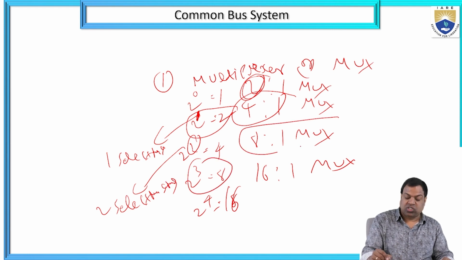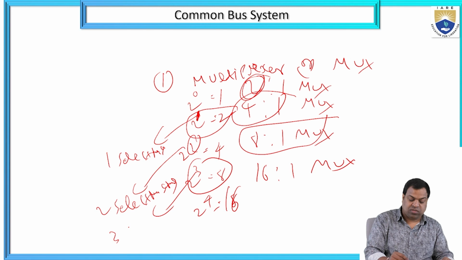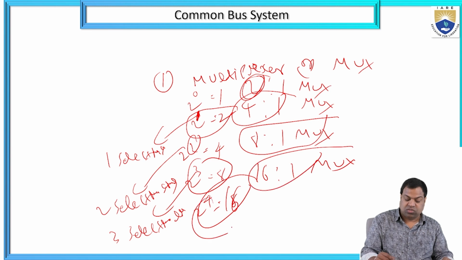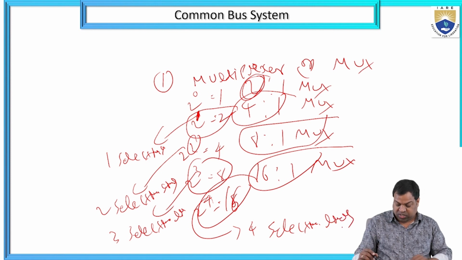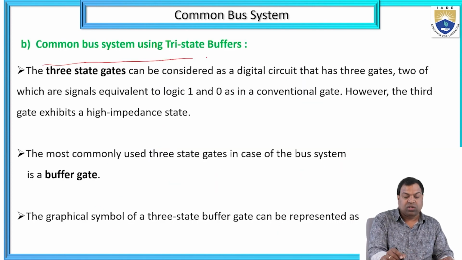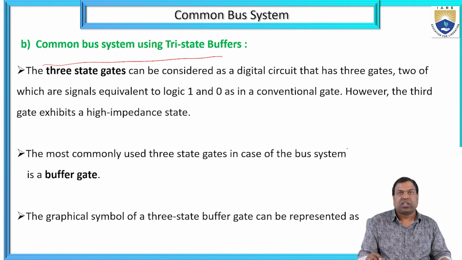2 cube equal to 8, 1 marks. How many selection lines? 3 selection lines. 2 power 4 equal to 16. So how many are there? 4 selection lines. So next one, common bus using tri-state buffer.